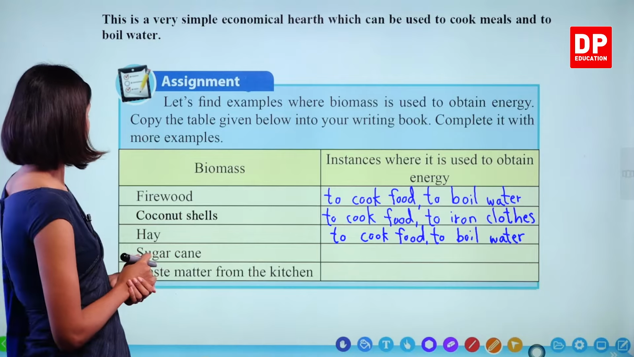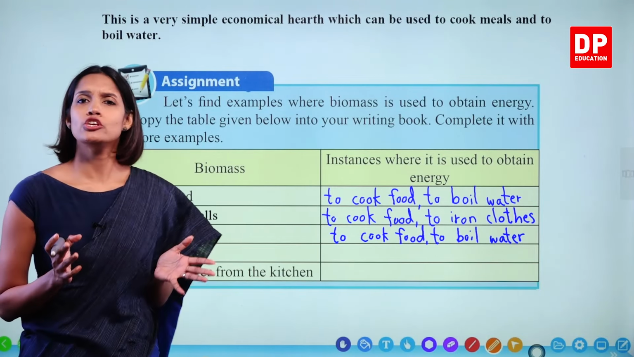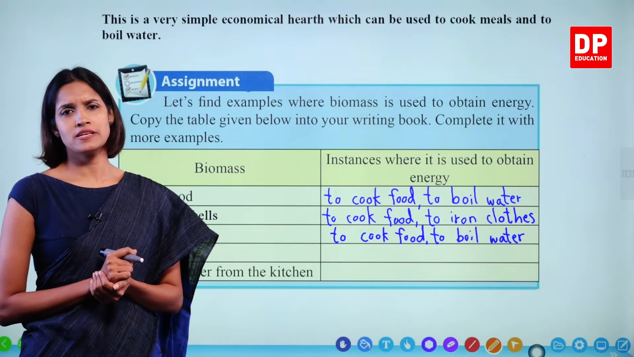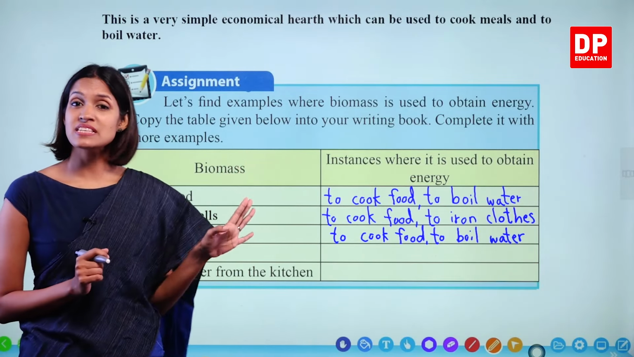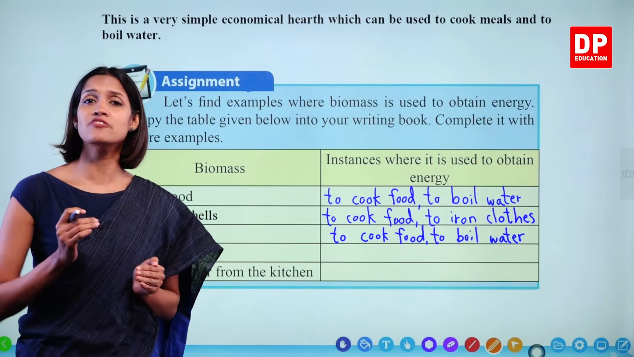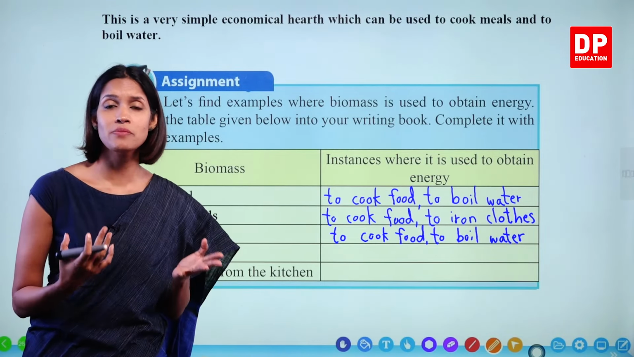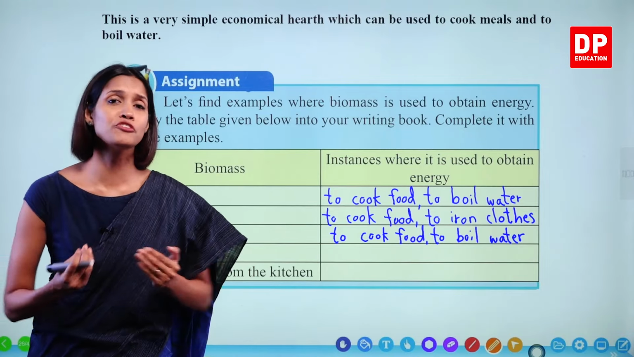Okay, children. And the next one, sugarcane. Now, how can we use sugarcane as biomass? I told you biomass is any type of plant or animal matter that can be used as a fuel. When it comes to sugarcane, how can we use it as a biomass? How can we use it as a fuel?